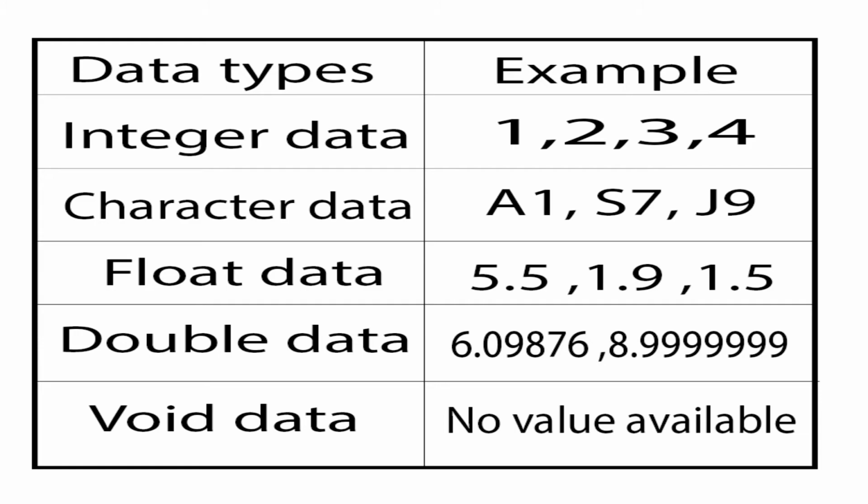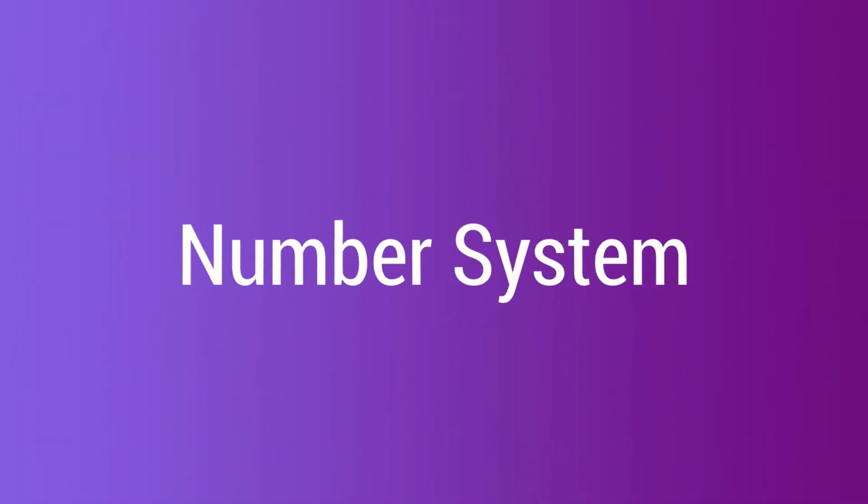Lastly, the void data type. Void data type are those data without any values. That is, void data are empty data. Next is the number system.